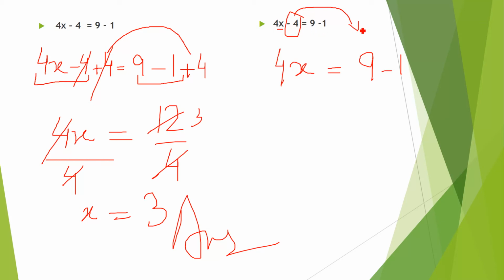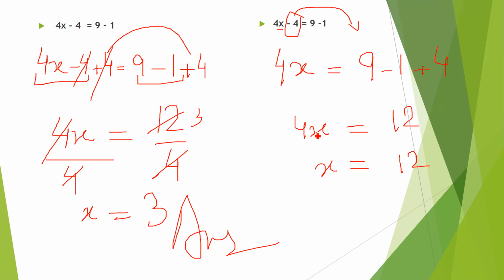When it goes to the other side of the equation, the sign will change. It is -4, it will be +4. So 4x is equal to, again, 12: 9 plus 4 is 13, minus 1 is 12. And then you have to find the value of only x. So 4x equals 12.